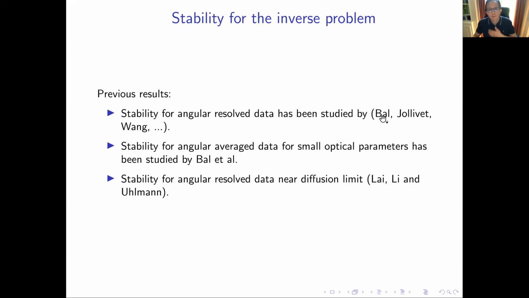Stability for angularly resolved data has been studied. It is far from complete, but it has been studied. Stability for angularly averaged data has also been studied, but only as a linearization for small perturbations. Stability for angularly resolved data near the diffusion limit has been studied by Lively and Gonzar here. But this is for angularly resolved data.